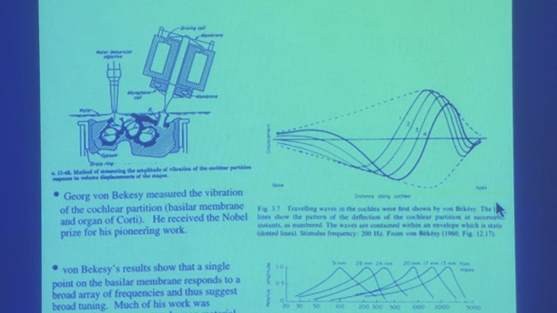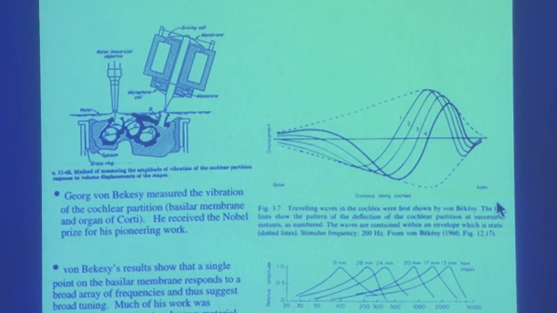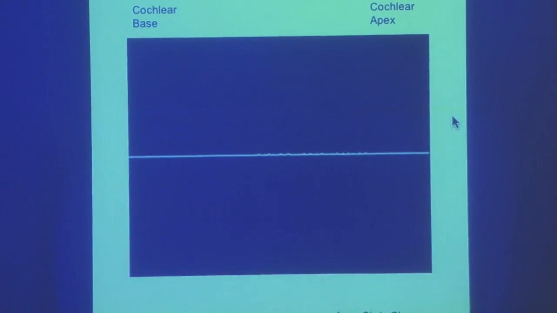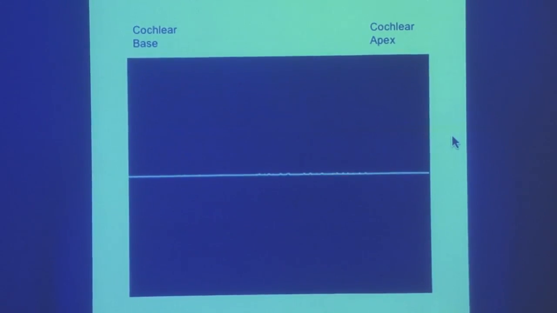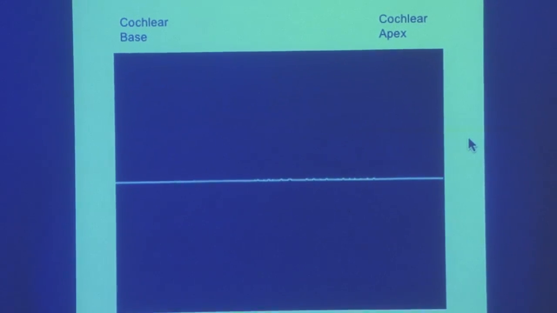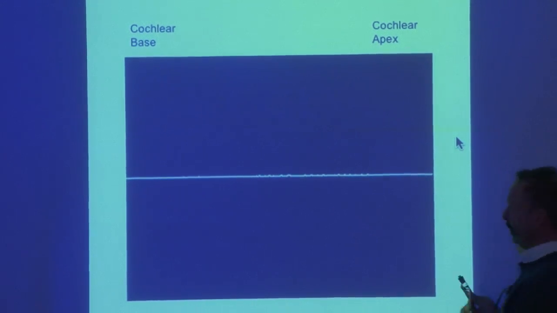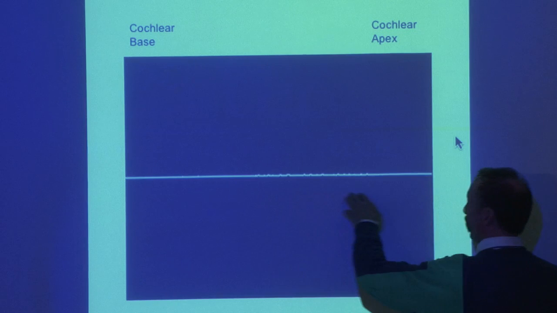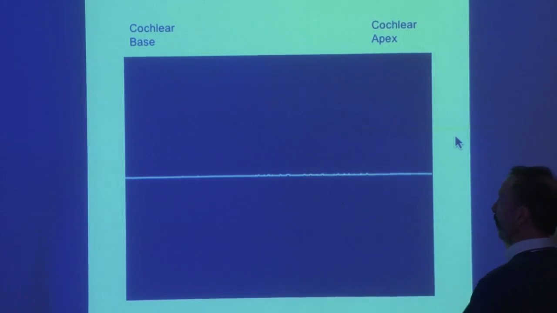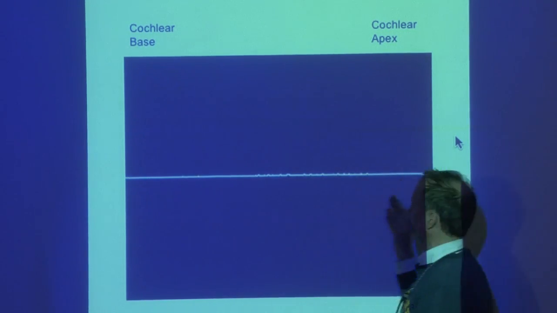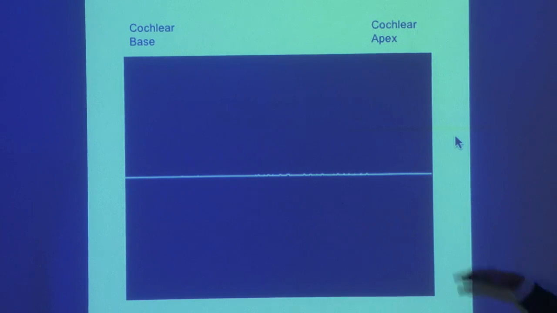And this diagram shows that, but I have a little better movie or demonstration that shows you a traveling wave that's a little bit easier to understand. So I actually have 2 of them. These were made by Chris Shera at Mass Eye and Ear Infirmary. And again, this is the basilar membrane stretched out in a long line from the base of the cochlea up to the apex of the cochlea. And this is a situation with no sound.